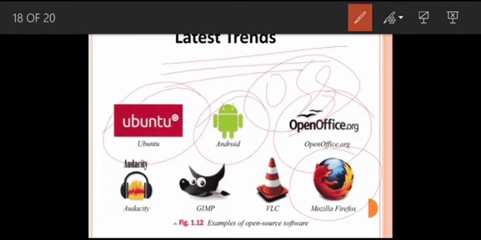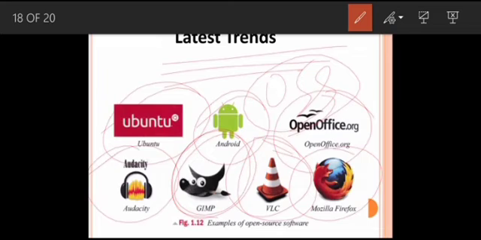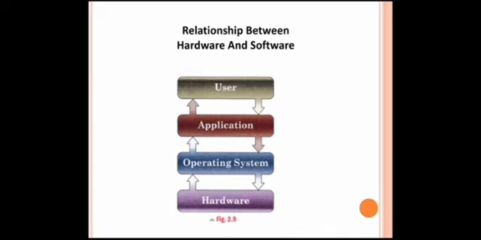Mozilla Firefox, it is a web browser. Audacity, it is a sound editor. GIMP, this is image editor software. And VLC, it is a media player. So that's it for open source software.